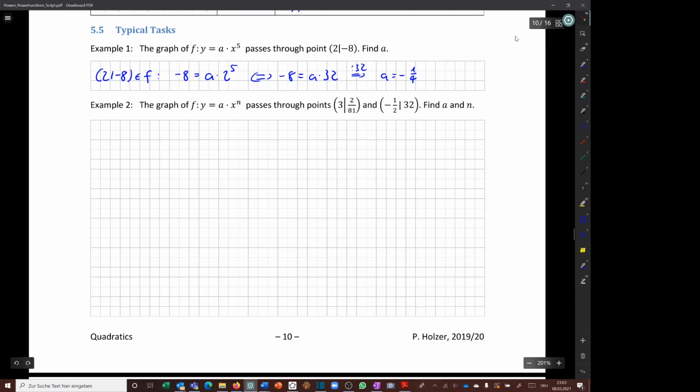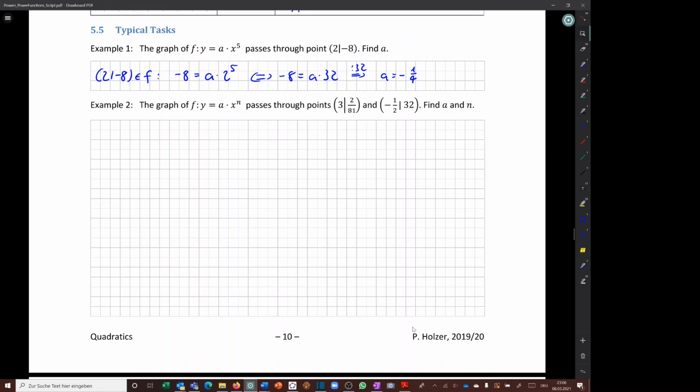Example 2 is a little bit of a generalization of example 1. Now the function equation we're given is y equals a times x to the power of n, which means the exponent is unknown now, and now we're given 2 points that lie on the graph. Try to solve the task on your own, or at least set up the 2 equations, and here comes the solution.